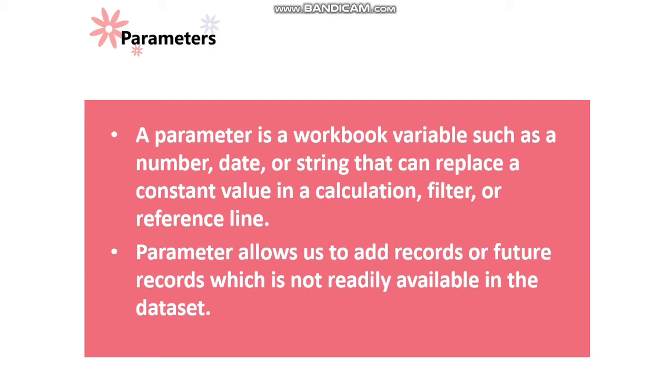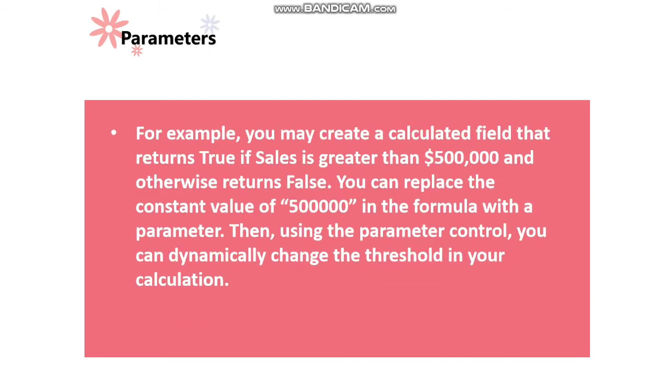Let me explain with an example. For example, we can create a calculated field which returns true or false, and drag the calculated field to the filter shelf. The logic would be something like this: if the sales is greater than 50,000, it will display true, or else it will display false. You can replace the constant value of 50,000 in the calculated field with a parameter.